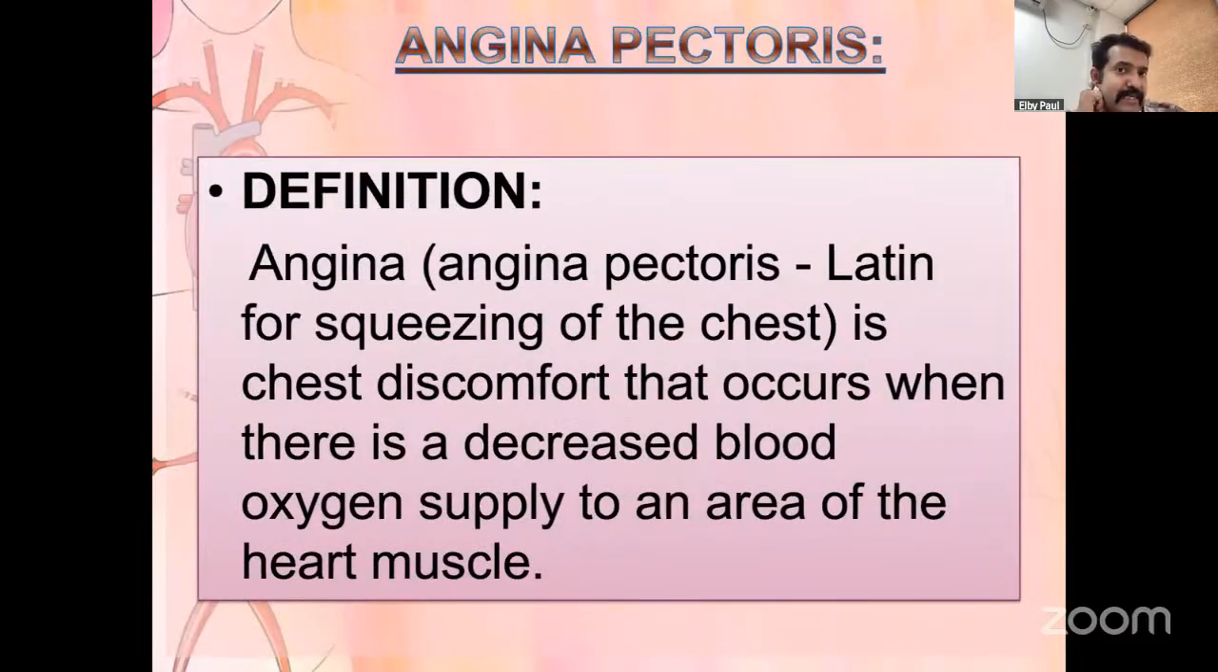Okay, here come the disease conditions. Angina pectoris definition. Angina pectoris is a Latin word for wheezing of the chest. The chest discomfort that occurs when there is a decreased blood supply to the area of the heart muscles.